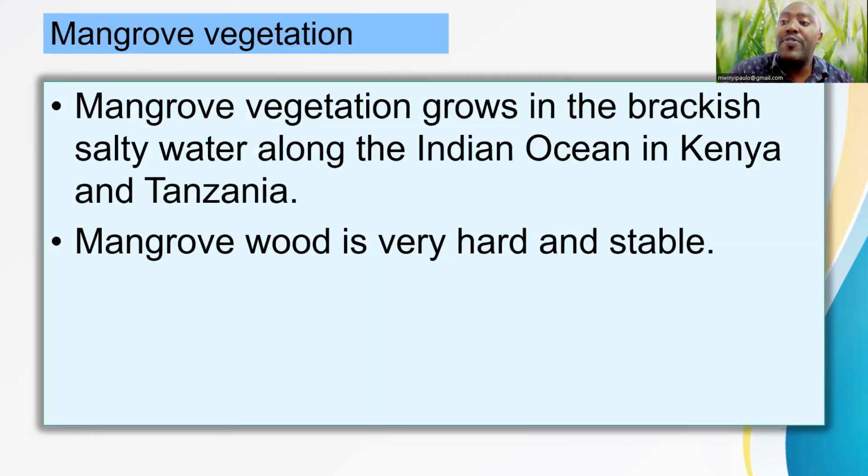Next, mangrove vegetation. Mangrove vegetation grows in the brackish salt water along the Indian Ocean in Kenya and Tanzania. Mangrove wood is very hard and stable.